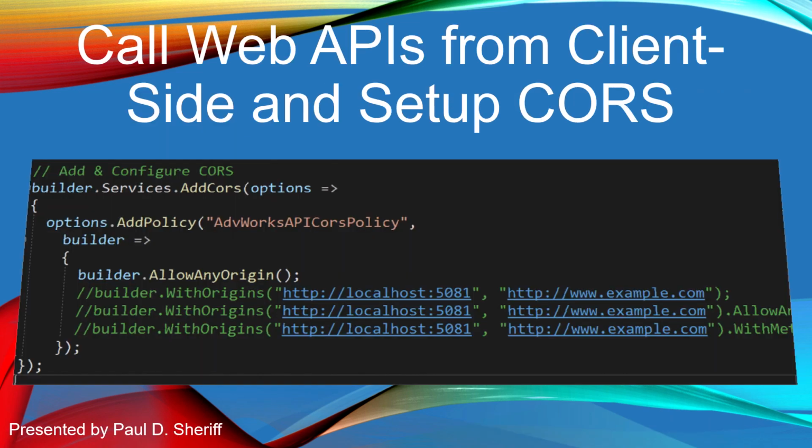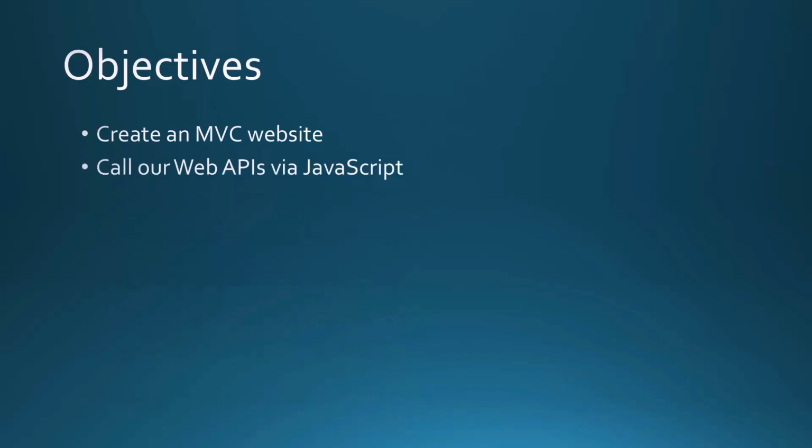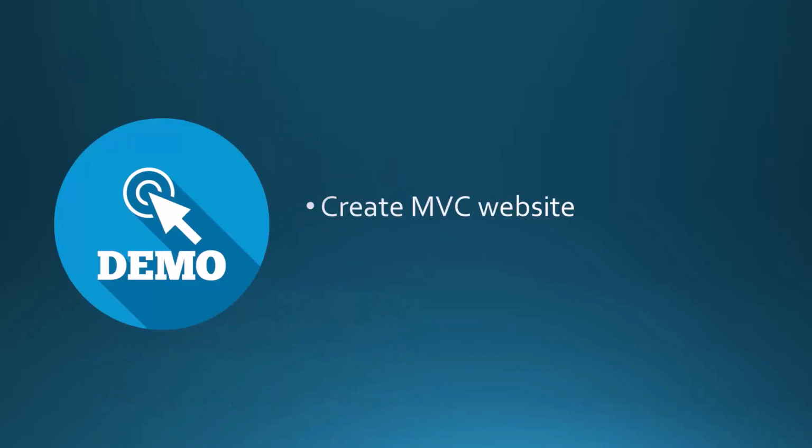This lesson is called web APIs from the client side and set up CORS. The objectives for this particular lesson are to create an MVC website, call our web APIs that we created via JavaScript, and learn about CORS and why it is needed. Let's get started with creating an MVC website.